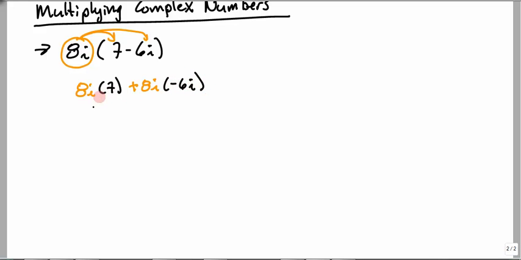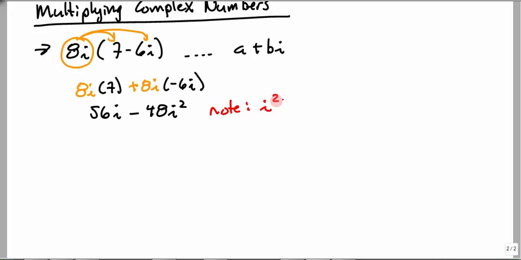So 7 times 8 is 56i. Now over here, negative 6 times 8 is a negative 48i squared. Now, remember, our standard form is a plus bi. Nowhere in our standard form does it say I can have an i squared. Well, we just need to remember from our first page that i squared equals negative 1. That's why it's so important to have those first 4 memorized. So i squared is equal to negative 1.